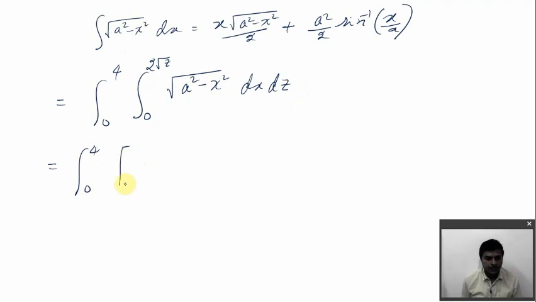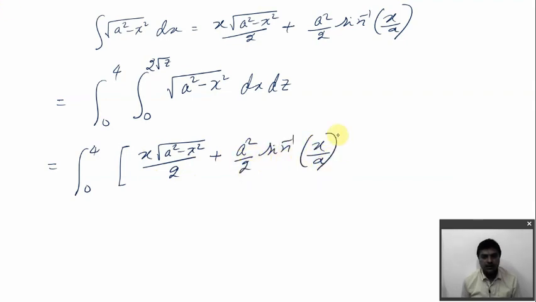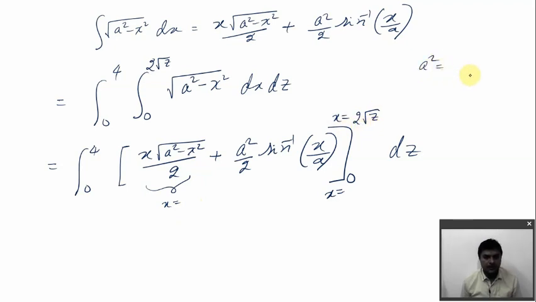Integration 0 to 4, integration of this is going to give you x square root of a square minus x square upon 2 plus a square upon 2 sine inverse x by a in the limit 0 to 2 root z, dz. Wherever x is there, you have to put 2 root z as the upper limit, and wherever z, you put 0. So first, in the first term, you put x is equal to 2 root z, but please remember a square we have taken 4z, so a is nothing but square root of 4z, which is equal to square root of 4 into square root of z, or 2 root z.